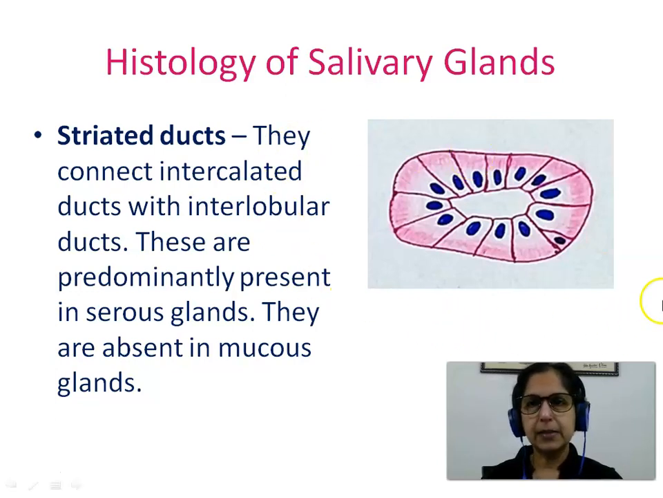And this here is a picture showing us a striated duct lined by columnar cells with the appearance of striations.